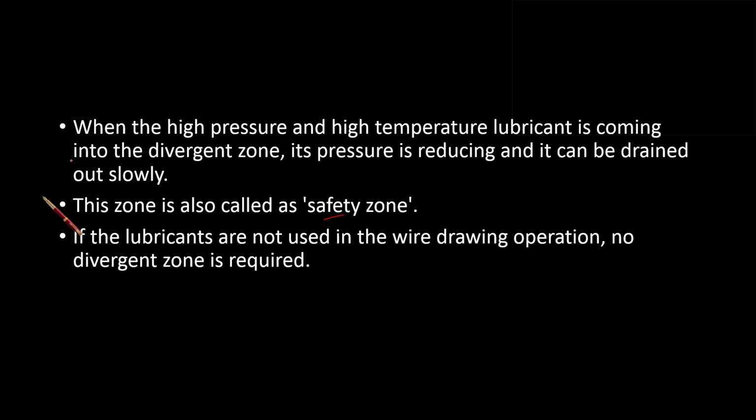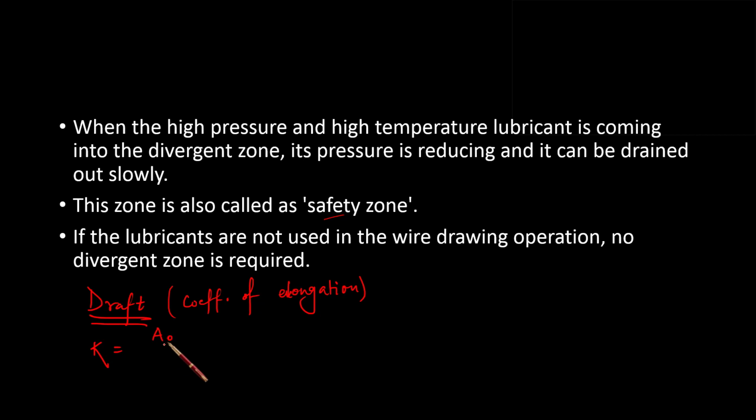There is a term known as draft. You have to know draft. A question may always ask what is the draft. That is also known as the coefficient of elongation, or draft. Draft को K से denote करेंगे. That is A0 by A1, initial by final, that is initial cross-sectional area divided by final cross-sectional area. So that we have to remember.